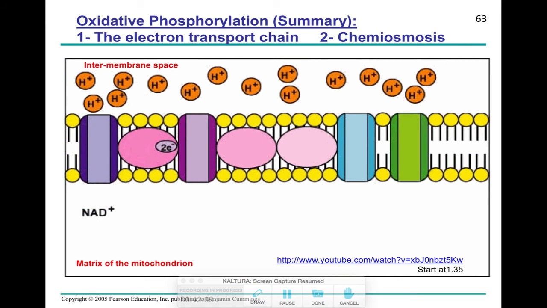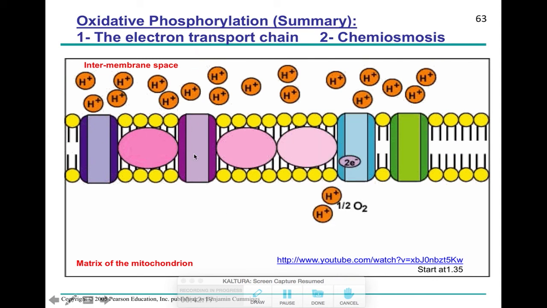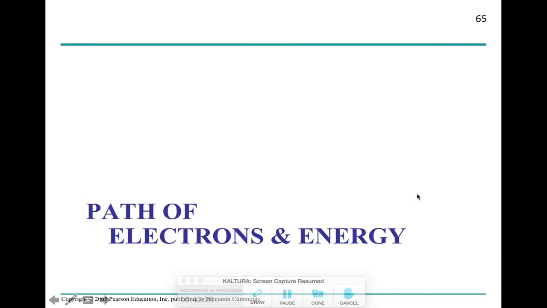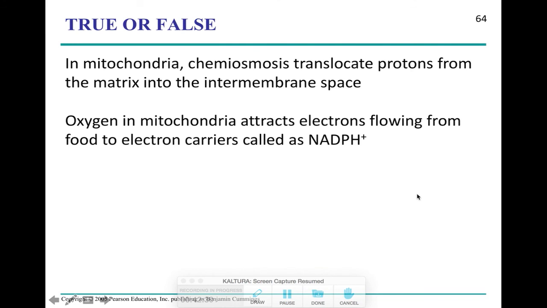NADH bumps into enzyme complex 1, electrons are stripped off and taken, but then cytochrome complex C will take the electrons away, and when electrons jump, energy is released, which is used by these enzyme complex molecules to pump hydrogen ions from matrix to intermembrane space. And finally, the electrons have lost a lot of energy, but then oxygen is greedy for electrons, so they are going to take the electrons.